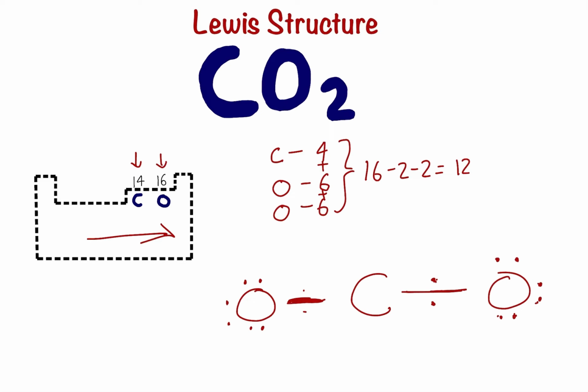This oxygen has 8 valence electrons, including this single bond right here, except this carbon only has 4 valence electrons because it got 2 from this single bond and 2 from the other single bond. So in this case, each oxygen is going to have to donate 2 valence electrons to form a double bond. So this oxygen will donate these 2 valence electrons to form another bond.